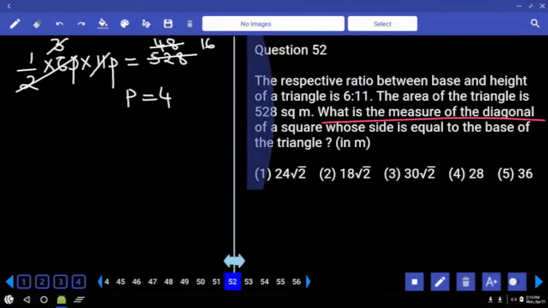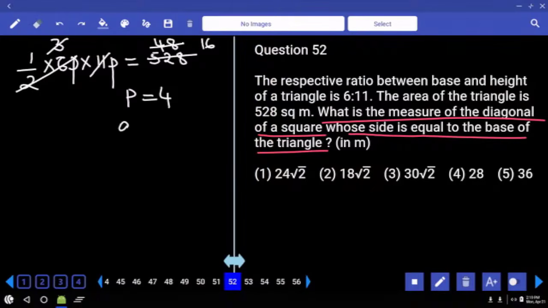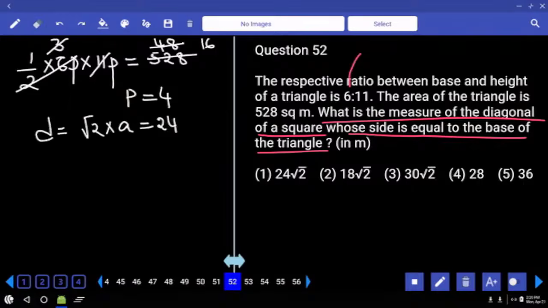What is the measure of the diagonal of the square whose side is equal to the base of the triangle? Side is equal to A, which is equal to the base of the triangle. Base of the triangle, how many parts? If 1 part is 4, 6 parts is 24. Now the question is about the diagonal, correct? Diagonal in the sense root 2 into A, right? A root 2. So 24 into root 2, first option.